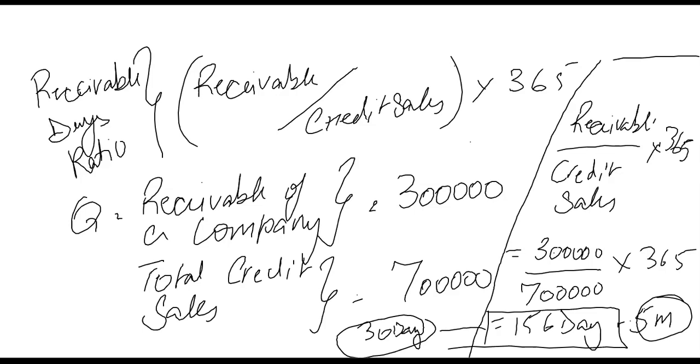It's not a good company. Normally, a company should have a maximum of 2 or 3 months, not more than that. The general norm that we follow is 60 or 90 days, not more than that. But still, for calculative purposes, you need to find it out.